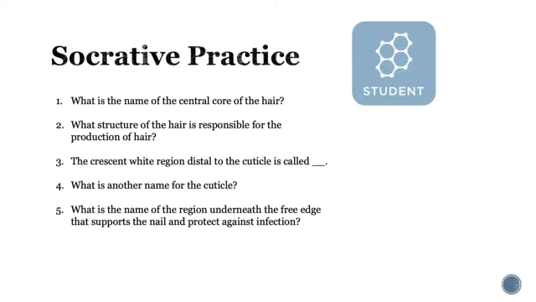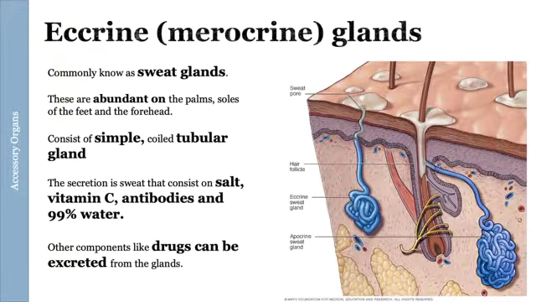So now let's talk about parts of the skin that serve a different purpose. They don't serve a purpose of protecting, of blocking things from going in. We're talking about excretion. So let's talk about glands. Let's talk about eccrine glands or merocrine glands. Eccrine glands are commonly known as sweat glands. Whenever it's hot outside, whenever you're doing exercise, whenever you're under stress, your sweat glands get activated and they release water and substances to the surface of my skin.